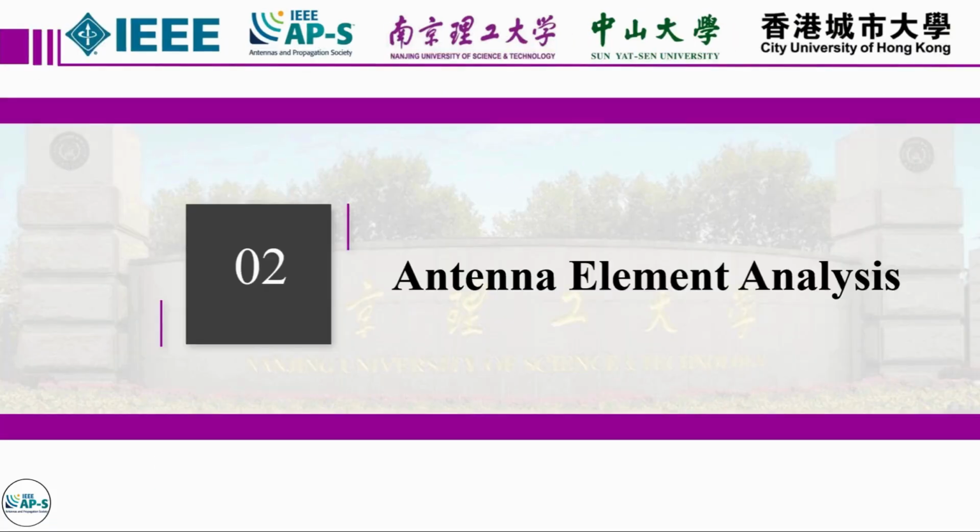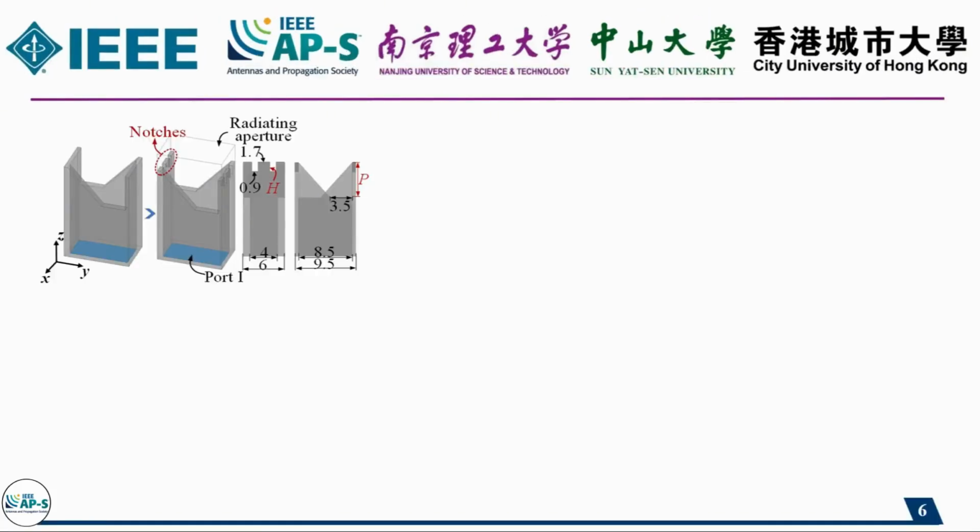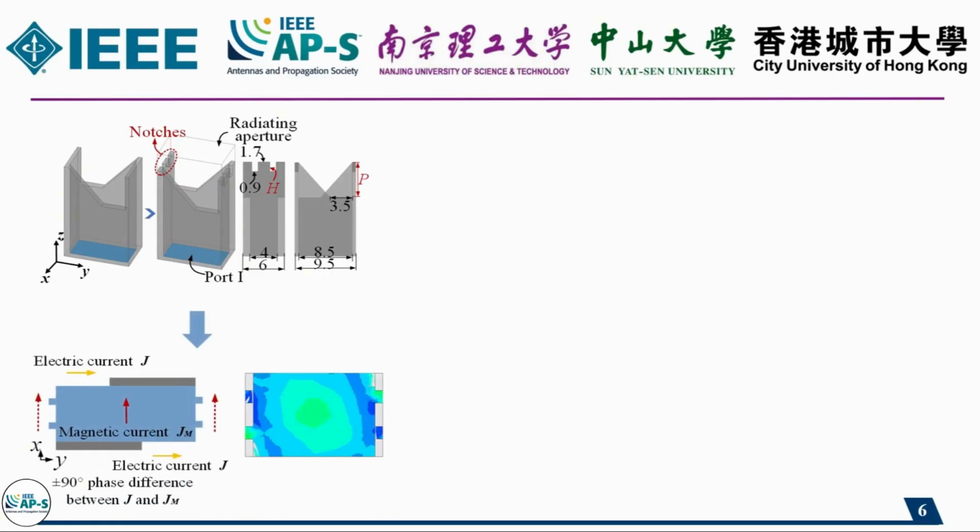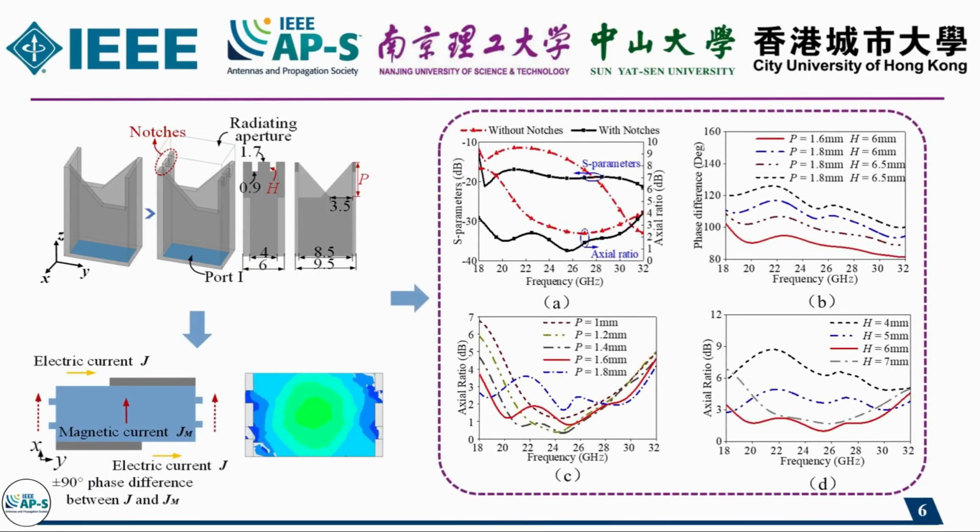Next, antenna element analysis. It is clear that the antenna element undergoes a transition from an unnotched state to a notched state. The following figure illustrates the principle of operation of a broadband CP antenna device, where the retained portion of the broadside of the metal wall of the waveguide can be equated to a dipole structure that provides a current J, which provides a field component parallel to the YOZ plane.